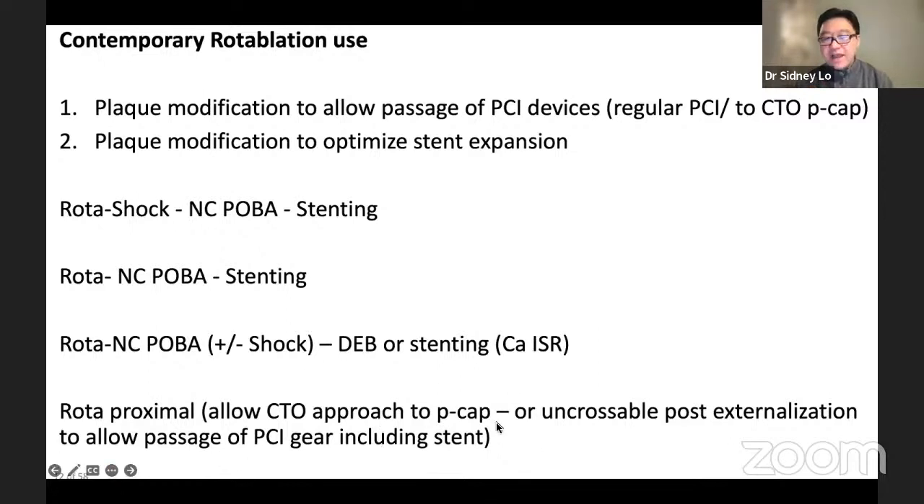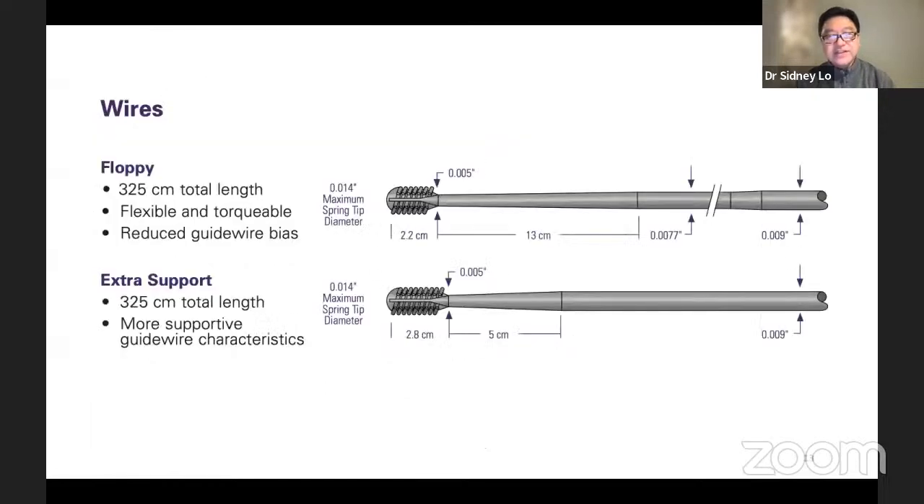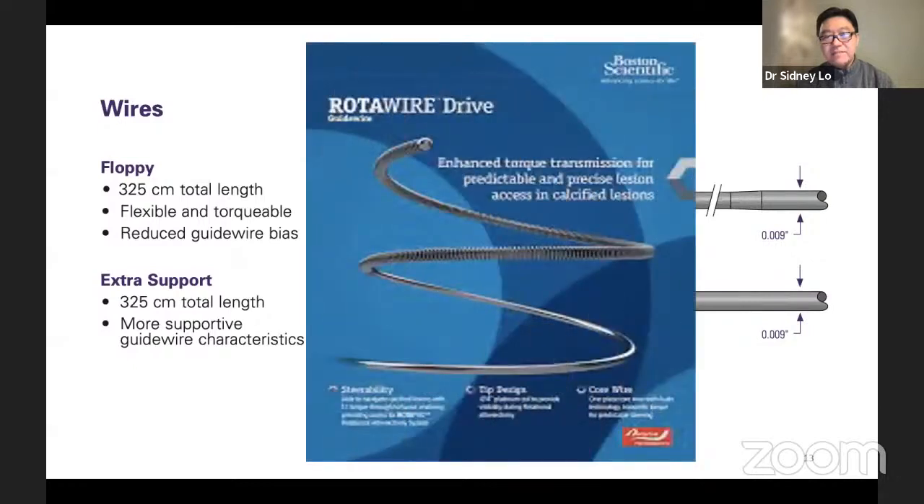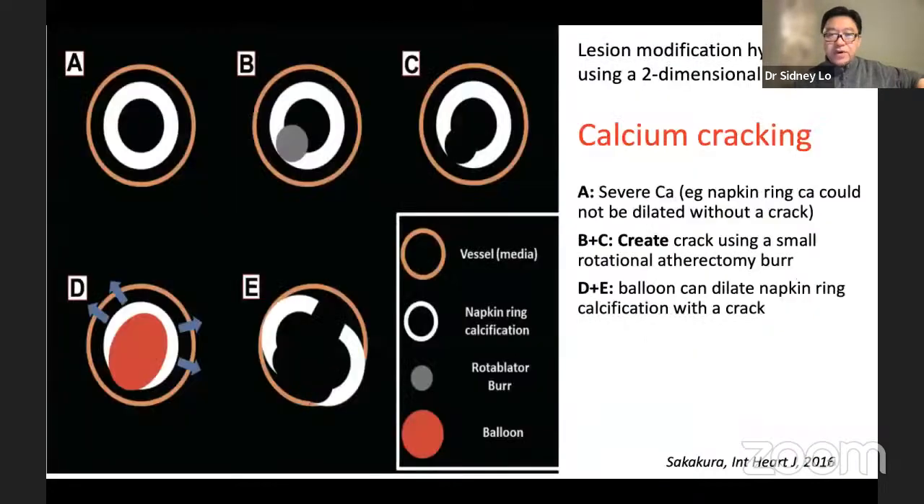And of course, complicated cases, and even retrograde externalization wires that are very difficult to cross for stents. You may want to Rota those. These are the wires traditionally, the Rota floppy and the Rota extra support. And mind you, I only use Rota floppy. And now we have RotaWire Drive, which is now with Asahi wire technology, you may be able to wire. So this is very good because if you can't get a Rota wire across the lesion, you can't burr it. We've now changed the concept of it. We really just need to make a crack.